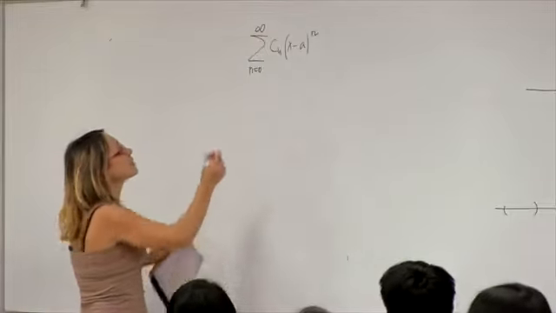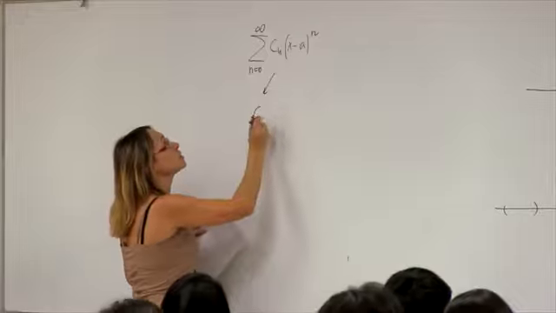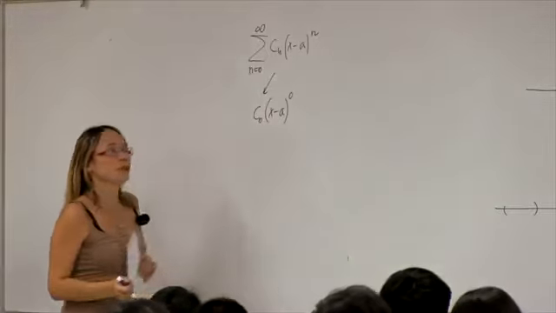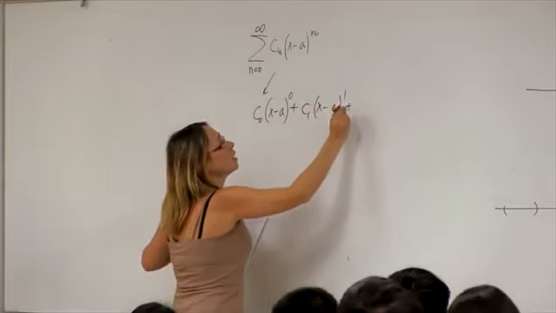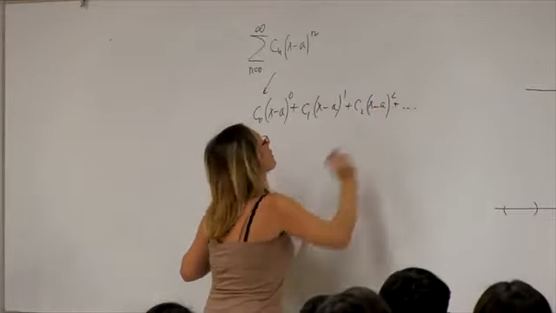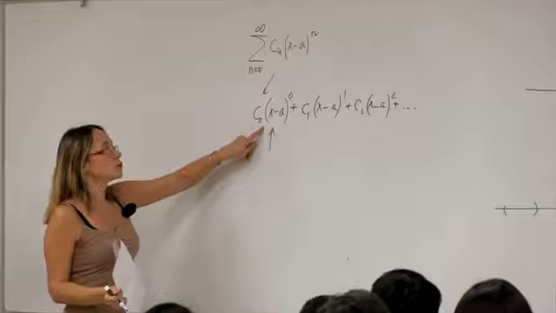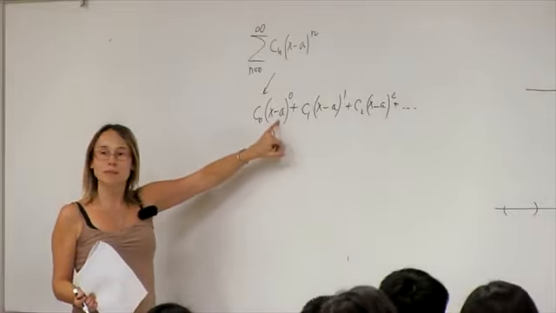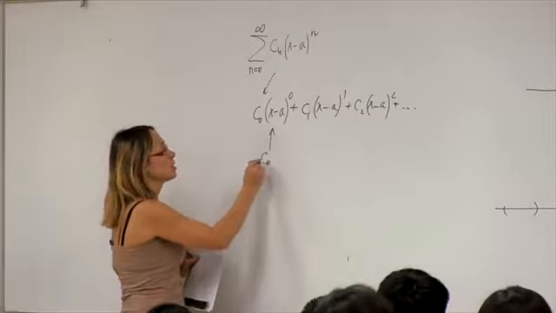Here, let's look at the very first term. We have c0 (x minus a) to the power of 0, plus c1 and so on. I want to attract your attention to this term. When x is not equal to a, this is some number to the power 0, so it is 1, and this term is equal to c naught.